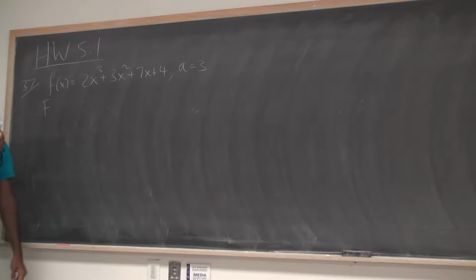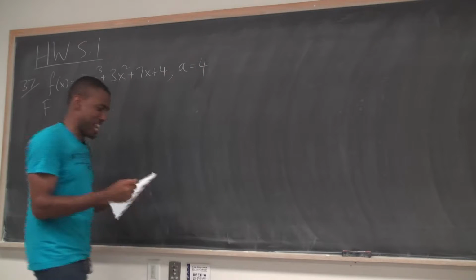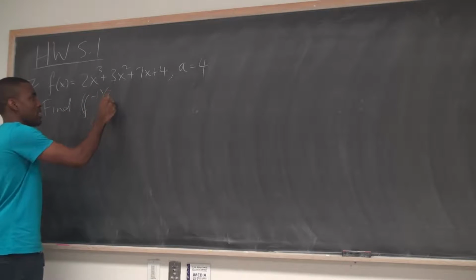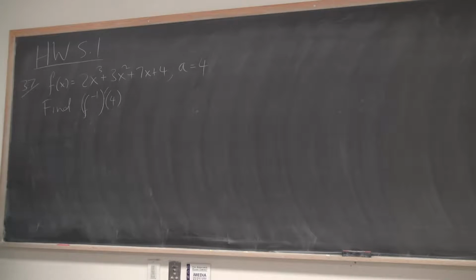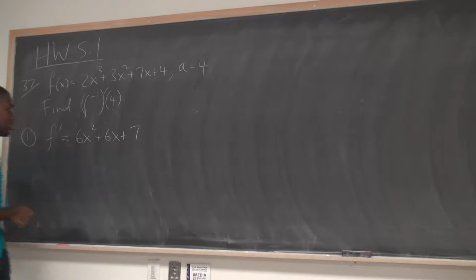Okay, so maybe that's why you can't get the answer. So let's go through it anyway. It's not the wrong part. So the question was to find the derivative of the inverse at 4, which is a. So what was the first step? Find the derivative. Second step.